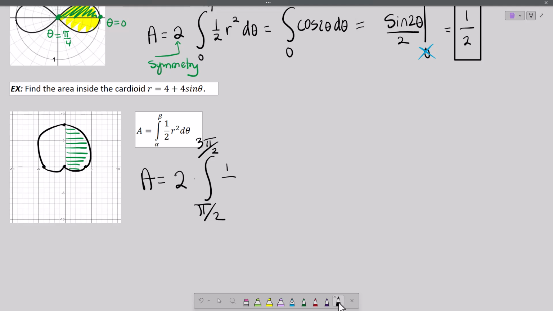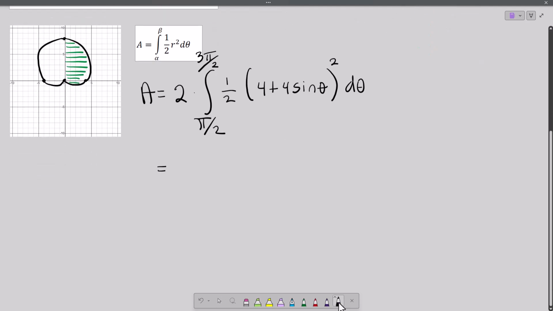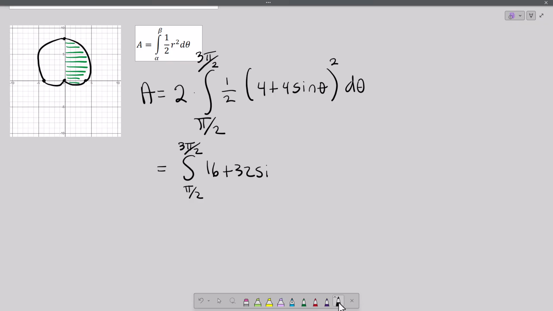And then we have 1/2 r squared. So the function in this case is the cardioid. And then we have to square it, and then we have d theta. The 2's cancel. So we have the integral from pi over 2 to 3 pi over 2. Squaring this out gives 16 plus 32 sine of theta plus 16 sine squared of theta d theta.